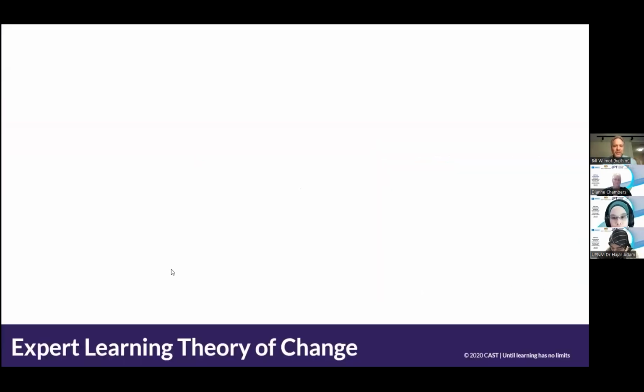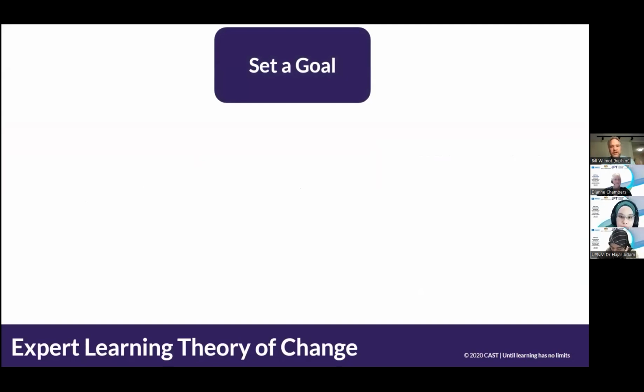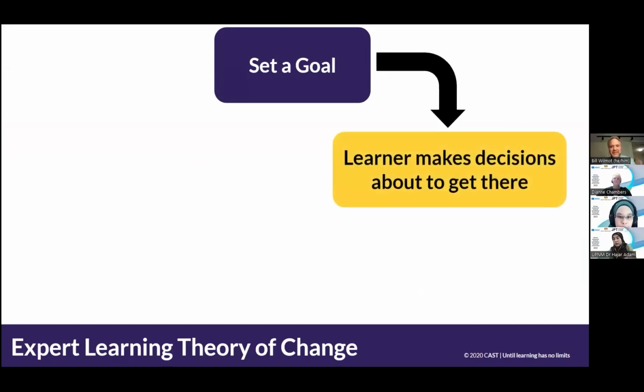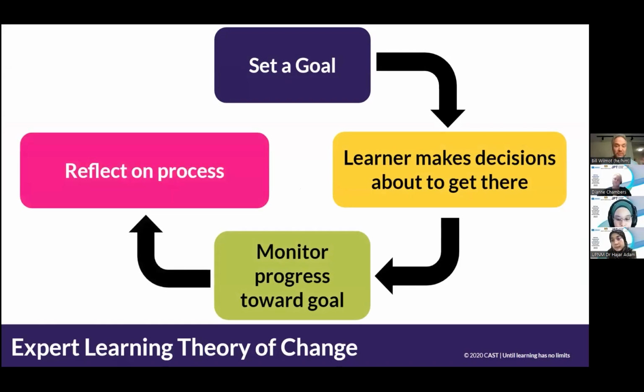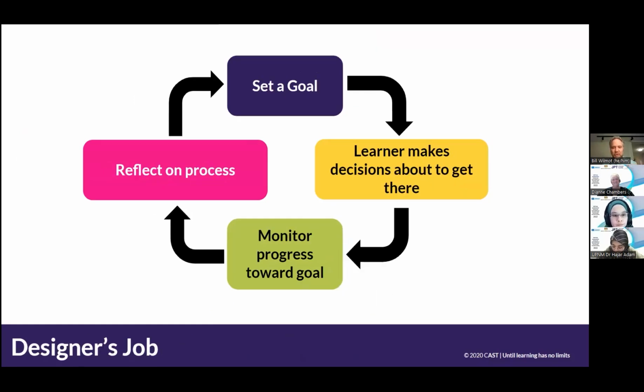The way that UDL leads to this idea of developing greater expertise at learning, the theory of change behind that, is that we want learners to set goals. We want them to make decisions about how to get there. We want them to monitor their own progress toward that goal. Am I getting closer to that goal or not? We want them to reflect on the process of learning. What went well, what didn't go well, what would I do differently next time, and set a new goal for themselves, right? If everyone was a perfect expert learner, they would go through this process and we as educators could just step back, they wouldn't need us, but that's not the reality that we live in. So we have a role in this.